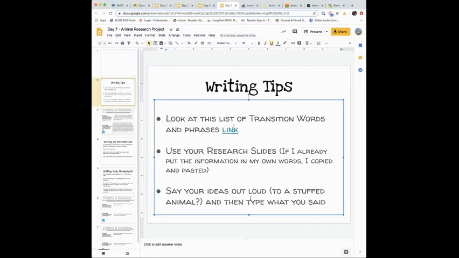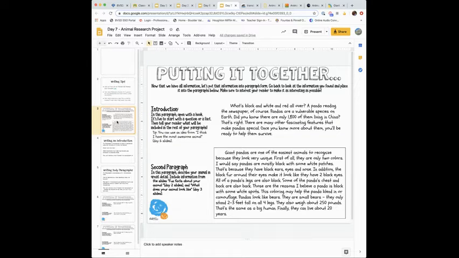All right, to give you an idea of the kind of writing we're going to do today, let's look at the examples. Here are the examples about the giant panda that Mrs. Jones, Mrs. Sowash, and myself have written. We've added some extra information to help you. The first paragraph that I wrote is over here, but there's some directions right here. Today we are putting it together.